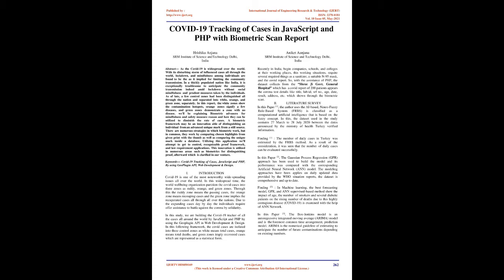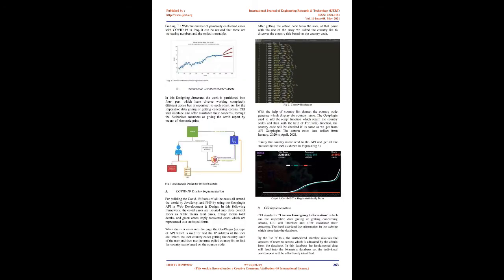Recently in India, start-up companies, schools, and colleges have begun at their working places. These working situations require several required things such as a sanitizer, a suitable N95 mask, and the COVID report. So, with the assistance of PHP, the dataset is collected from the Sriji Government General Hospital, which has a COVID report of 200 patients, and shows the corona test details like title, lab ID, SRF number, age, date, result, address, etc., which are shown through the biometric scan.